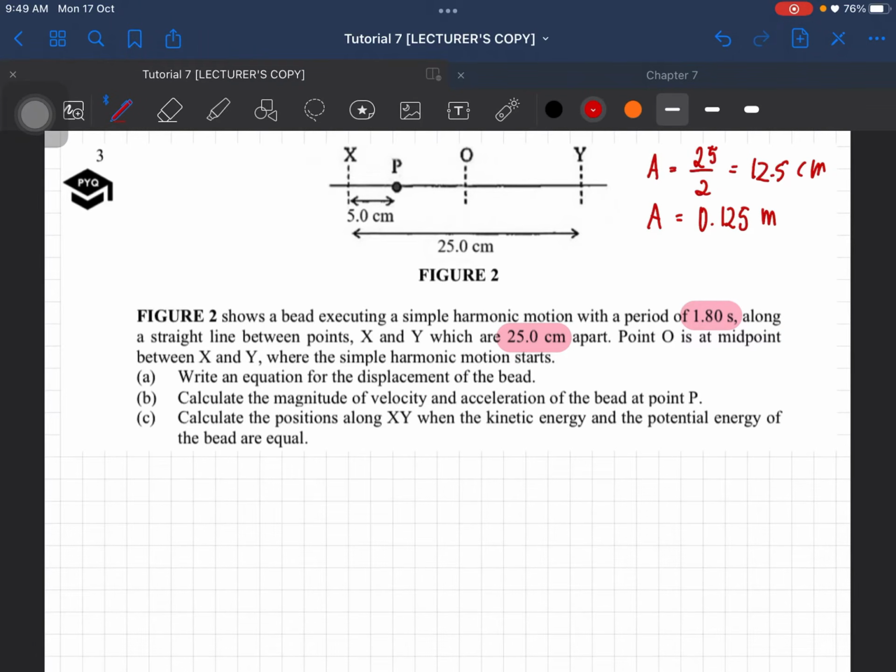So next, what do we have? The period. The period is given as 1.8 seconds. We just have to write an equation of displacement for the bead. We know that the general equation is A sine omega t. We have A, we just have to find the angular frequency. The angular frequency is 2 pi over the period, so that is 2 pi over 1.8. You get the angular frequency to be equal to 3.49 radian per second.